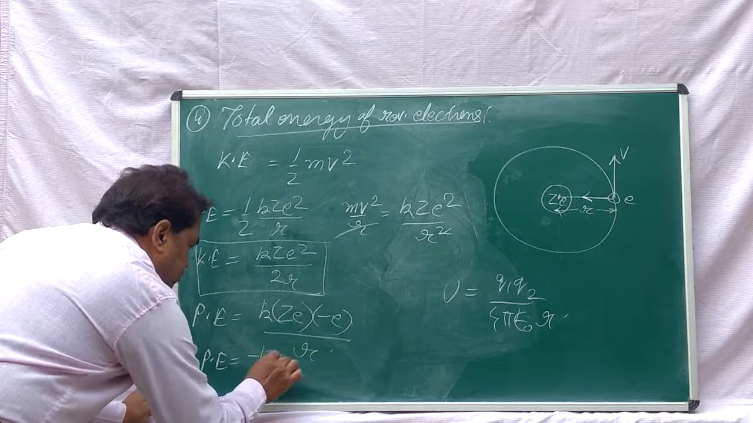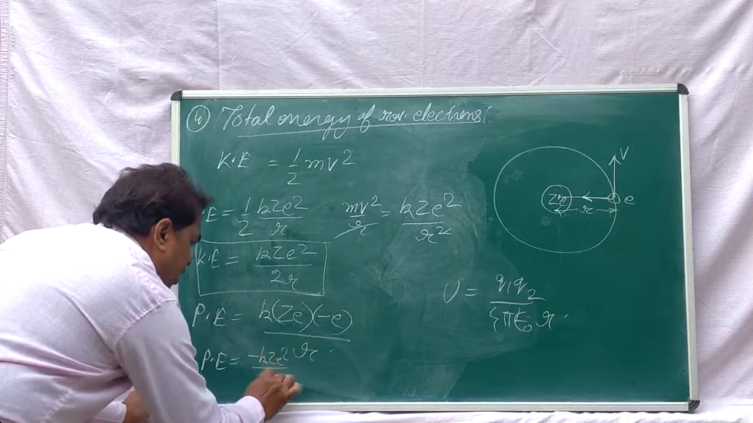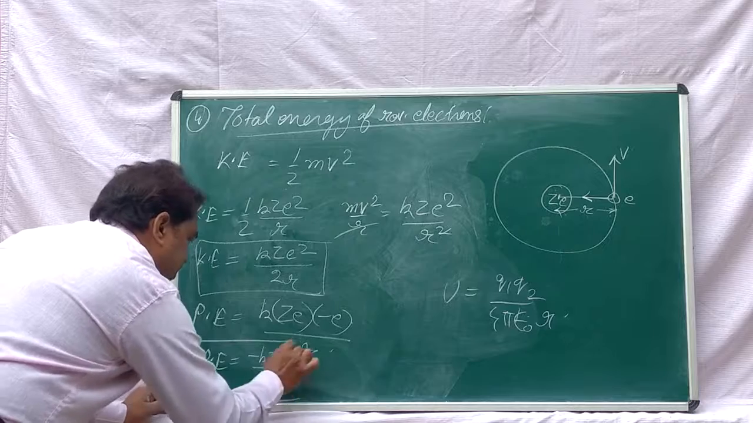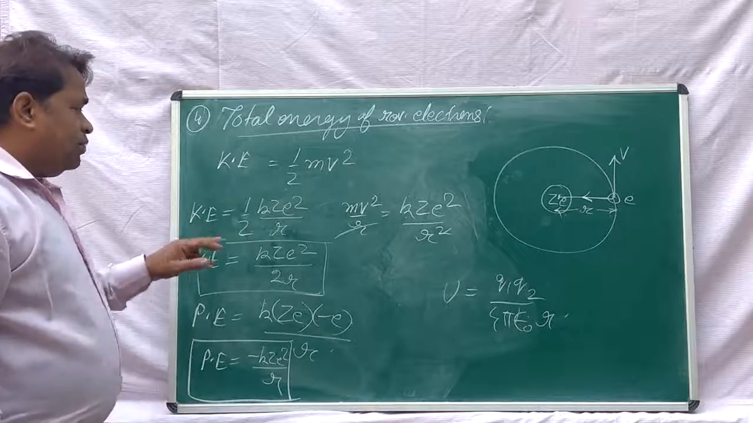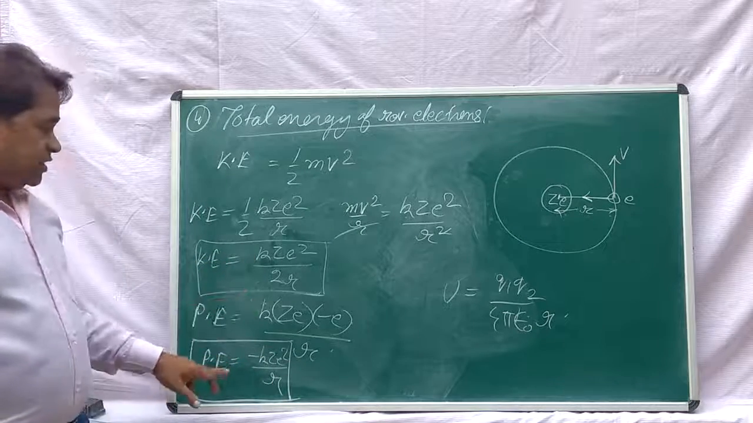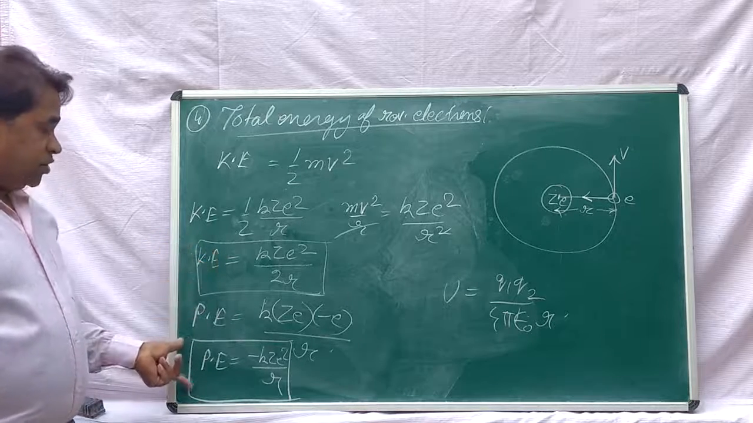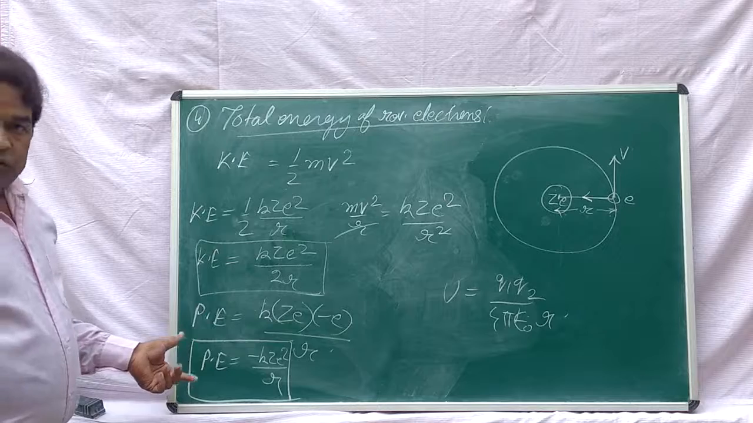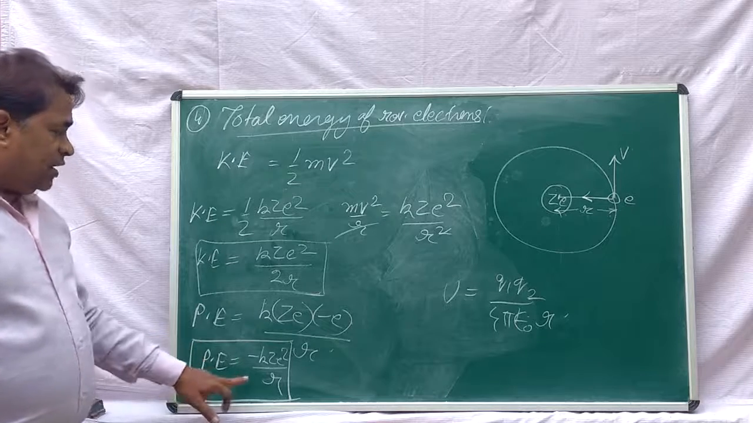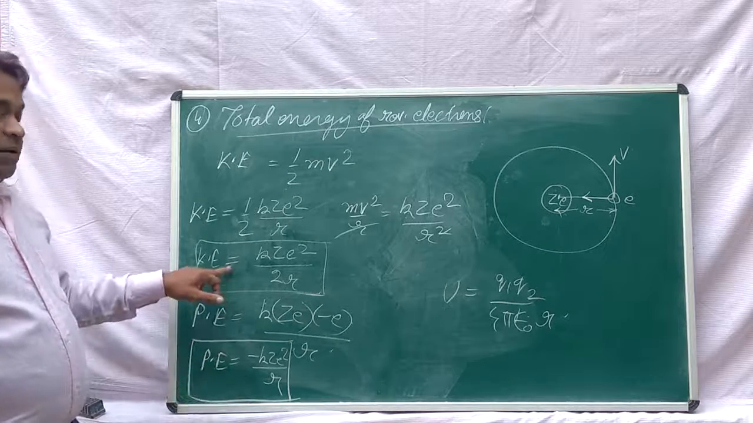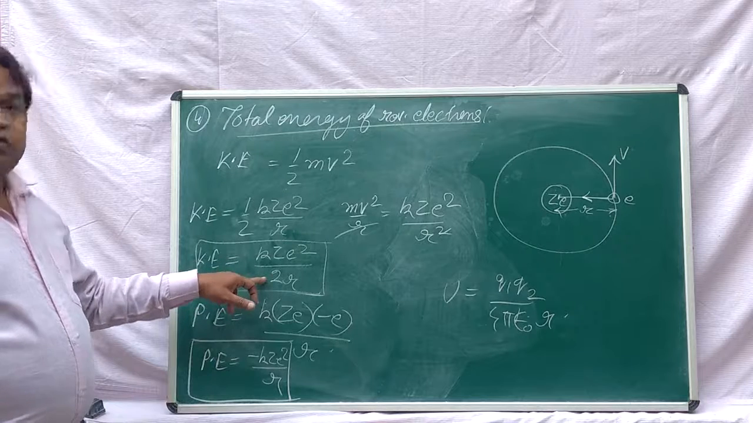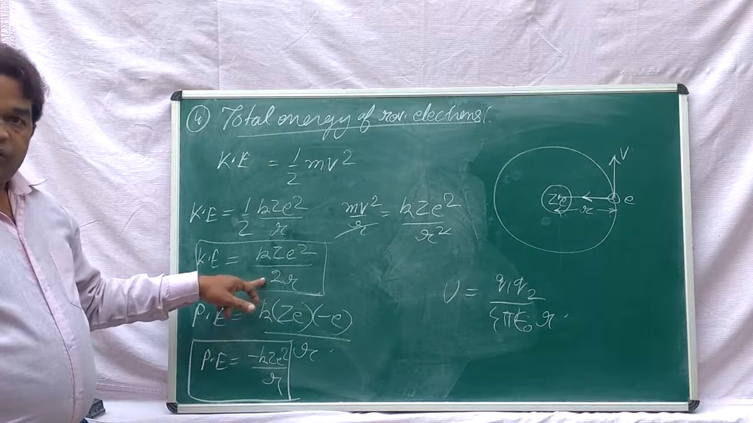K Z e square upon r. So this can be written like this. From these two figures we can see that the kinetic energy is positive and the potential energy is negative. Now the potential energy is twice the kinetic energy in magnitude, because there is a 2 in this expression, right?